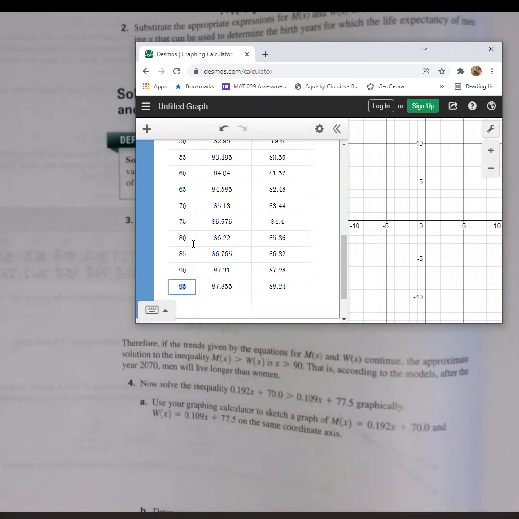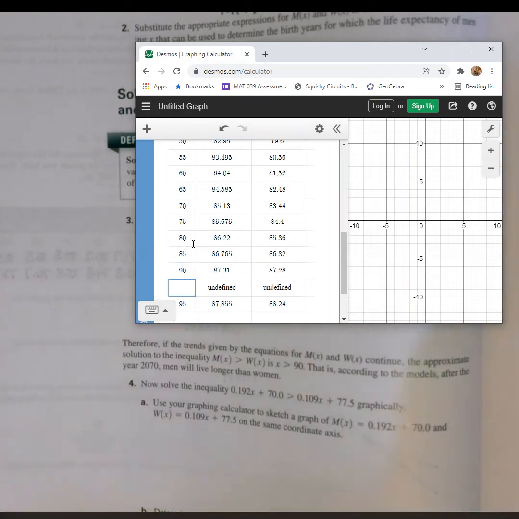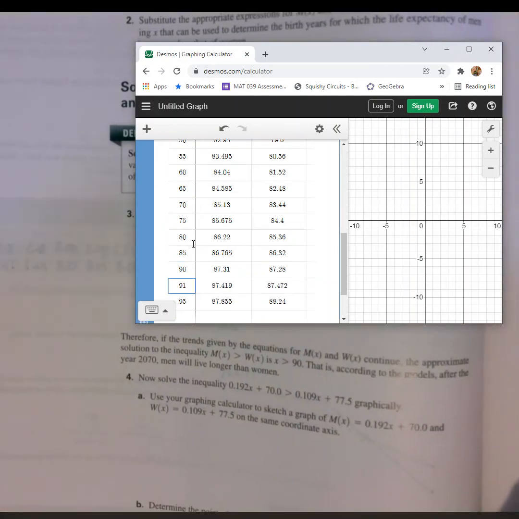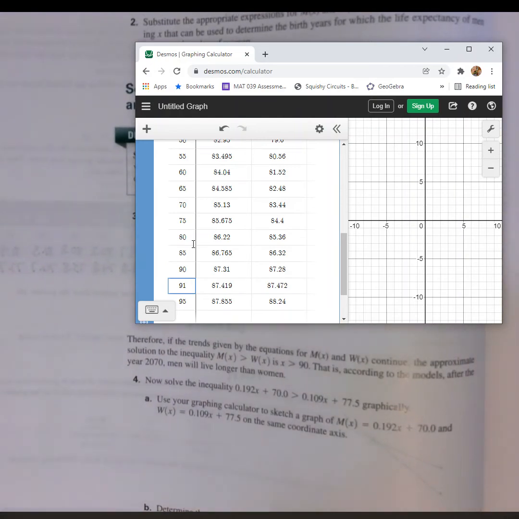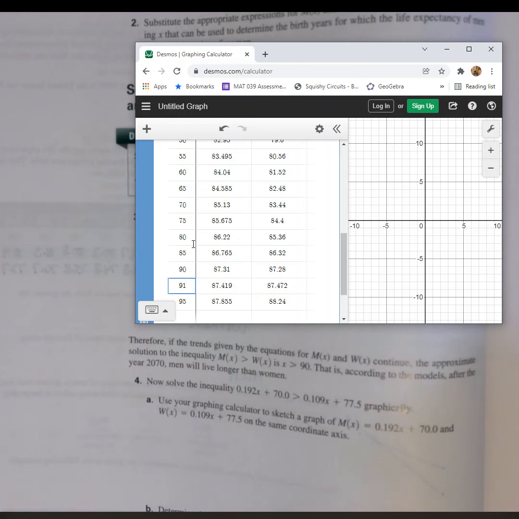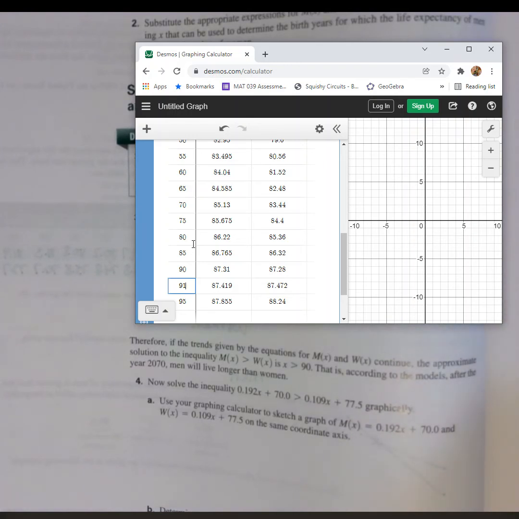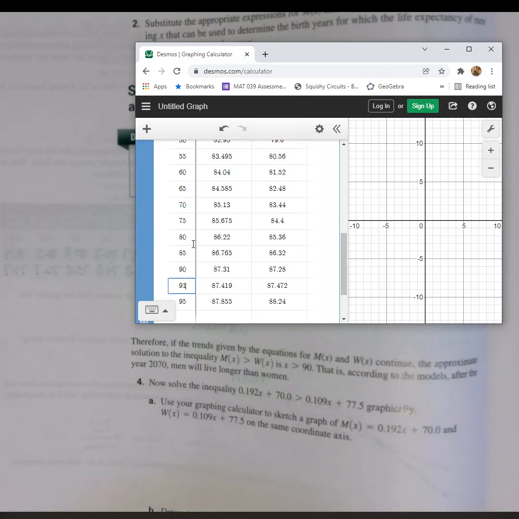Men hit higher. Okay, so I know that my answer is somewhere between 90 and 95. So I can try 91. Let's see. Oh, hey, the men's got higher right there. So at 90 years after 1980, the women's life expectancy was still just a little bit higher, but by 91 years after 1980, the men's life expectancy was higher.